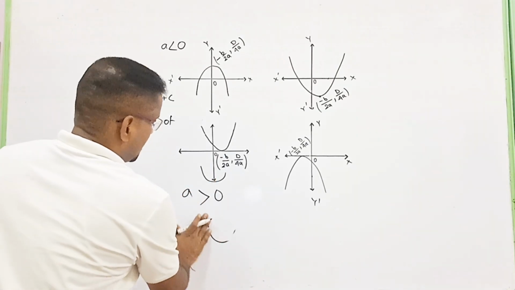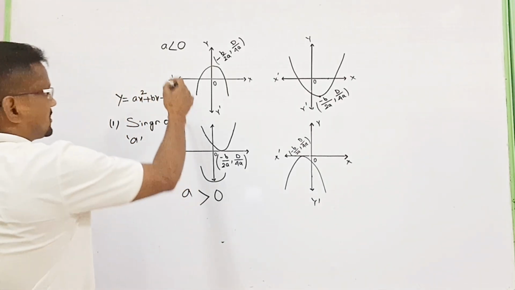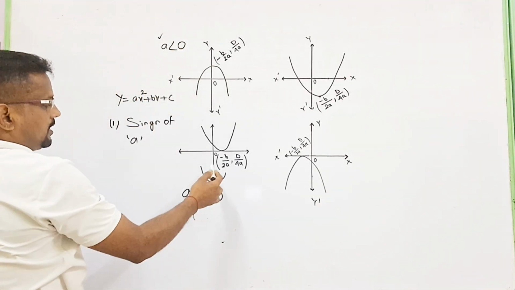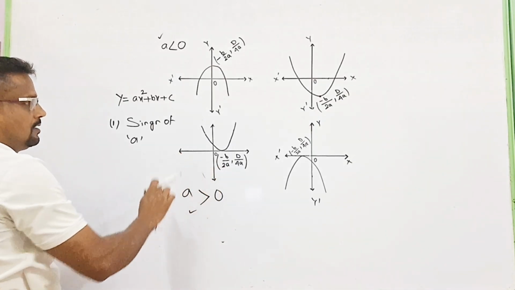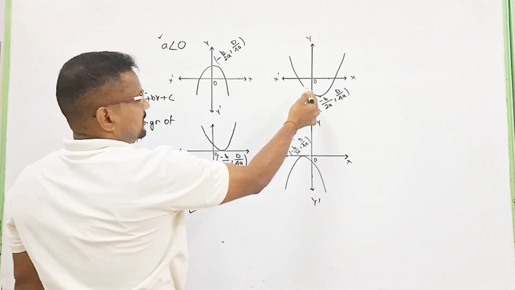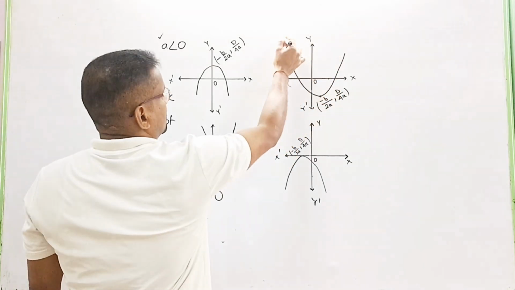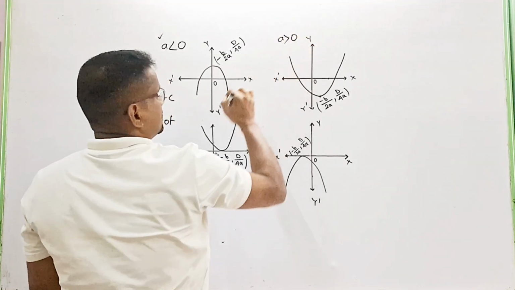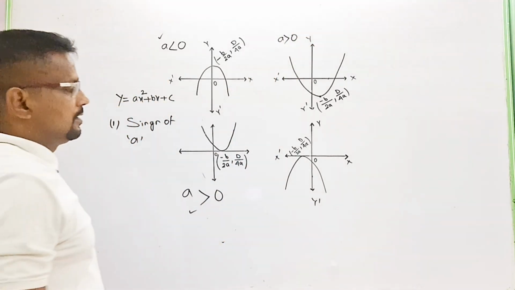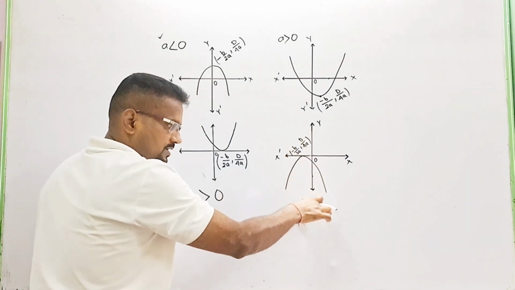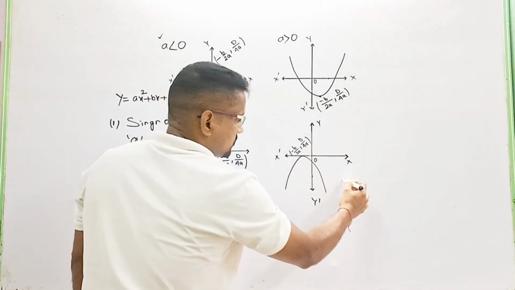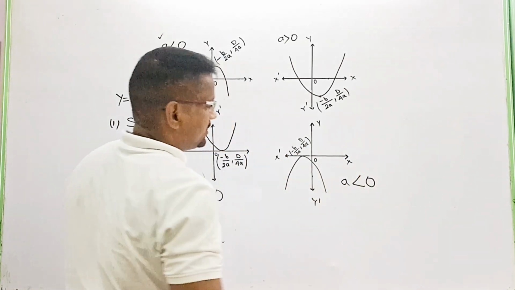Next, how to identify that? So in this case it is clear A is less than 0. Here A is greater than 0 because the graph is opening upward. Now come here. In this case, the graph is opening upward, so here also A is greater than 0. And in this case, easily you can say the graph is opening downward, that is towards the negative y-axis. That's why A is less than 0.